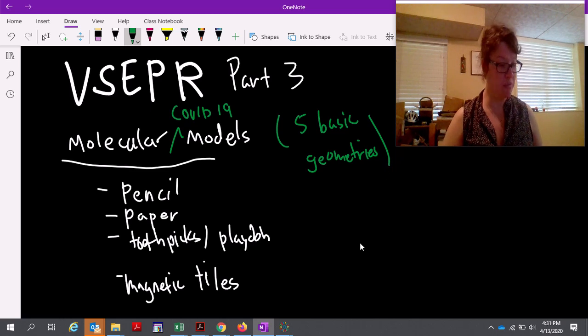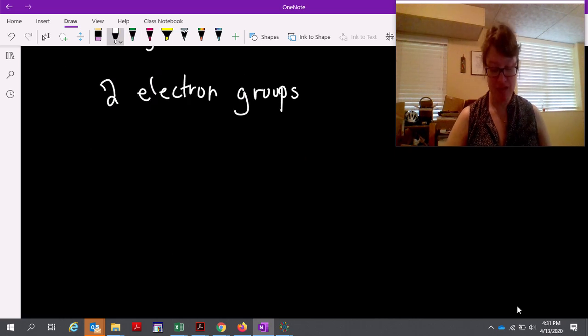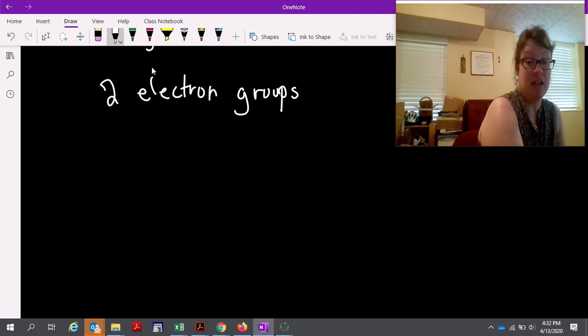So the first geometry that we're going to look at is the 2 electron group geometry. Remember, an electron group is either a lone pair or an atom that is connected to a central atom. And the idea of VSEPR is these electron groups are going to get as far away from each other as possible. And so the electron geometry for 2 electron groups is linear.